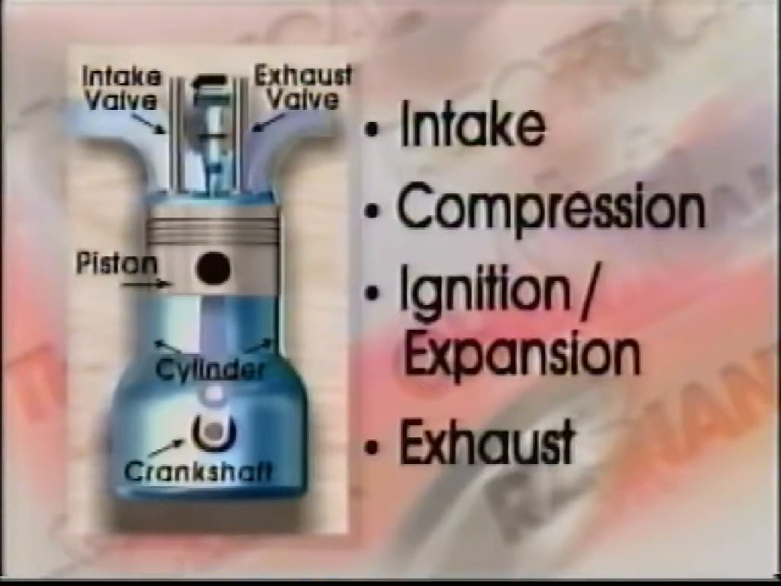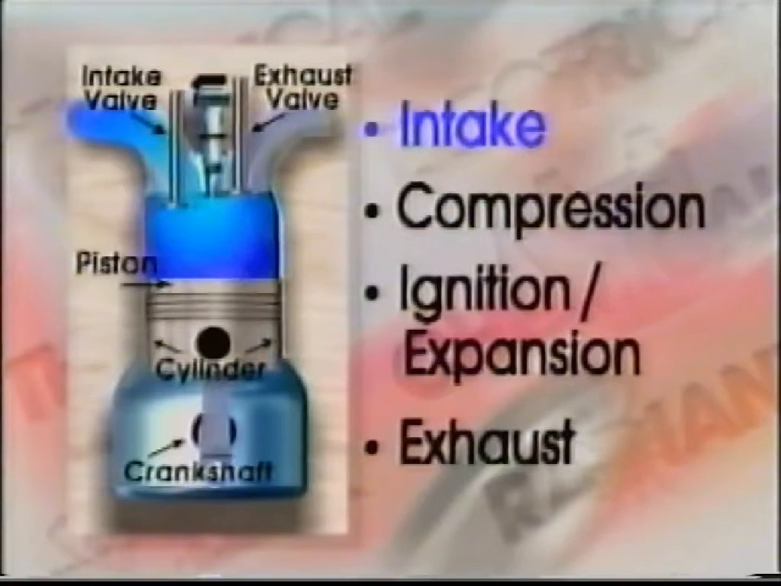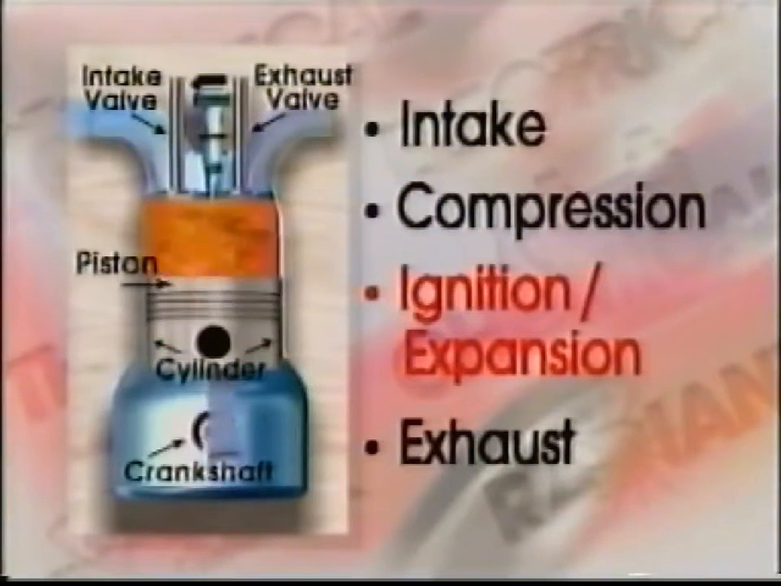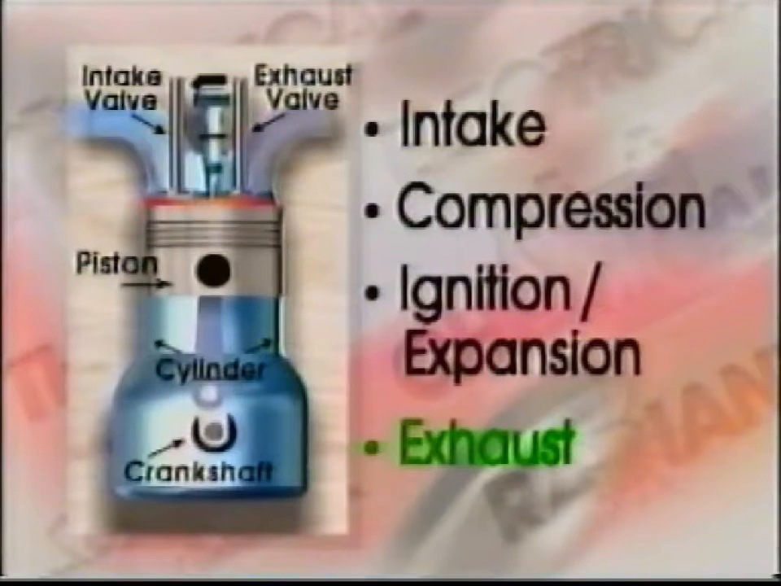The cycles of a four-stroke internal combustion engine are intake, where the intake valve opens, allowing the fuel-air mixture into the cylinder; compression, where the intake and exhaust valves close and the mixture is compressed and, due to compression, is heated; ignition expansion, where the mixture is ignited and the hot gases expand; and finally, exhaust, where the exhaust valve opens and the combusted gases are expelled from the cylinder.